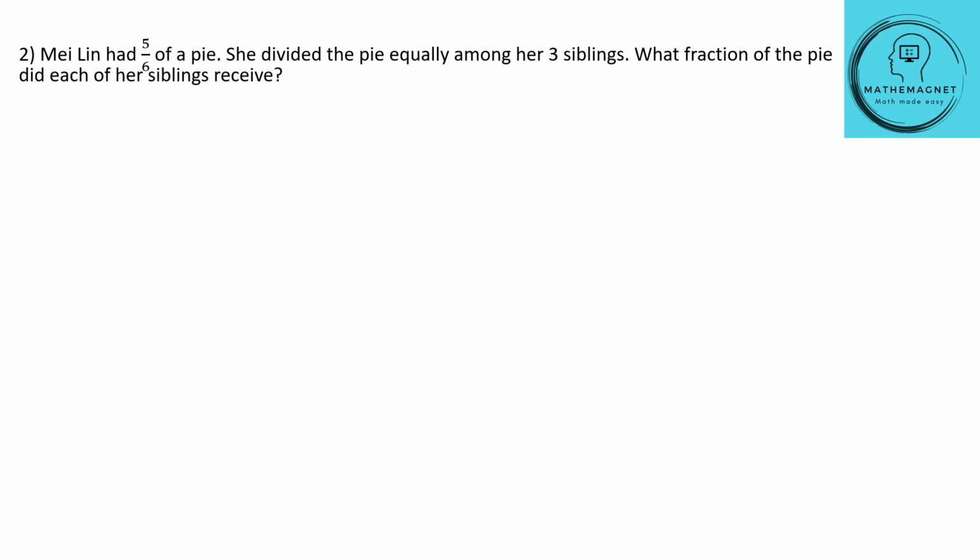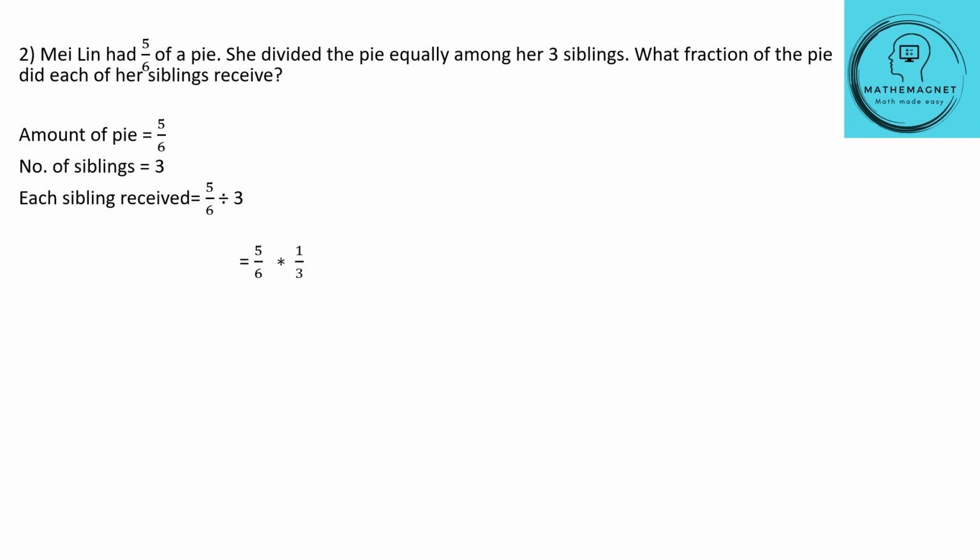Okay. So let us write down the information that we have. Now the pie that is available is 5/6 of a pie, and the number of people it is going to be divided among is 3. So to find how much each sibling received is 5/6 divided by 3, that can be rewritten as 5/6 times 1/3, that's equal to 5 times 1 over 6 times 3, that is 5/18. So each sibling received 5/18 of a pie.